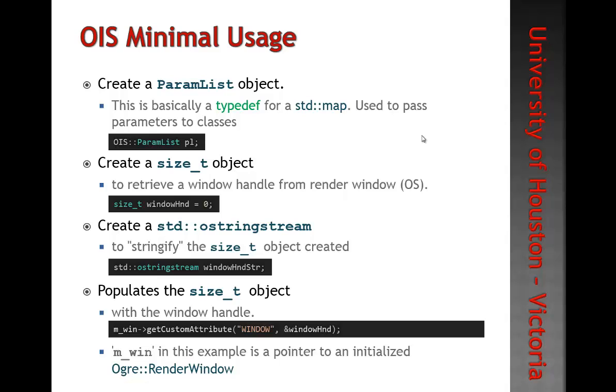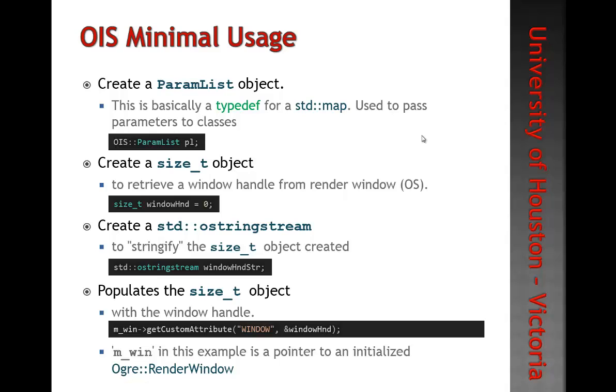It doesn't matter if you use the standard library string or OString. Both of them will represent a string stream, and this will stringify, so to speak, the size_t of our window handle. So we create these three variables: a parameter list, we call it PL, a size_t for the window handle, which is a numeric value, and then a string stream for the stringified version of the window handle, which is in the string.